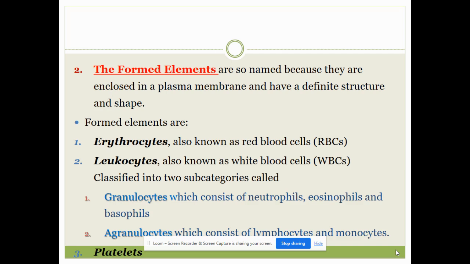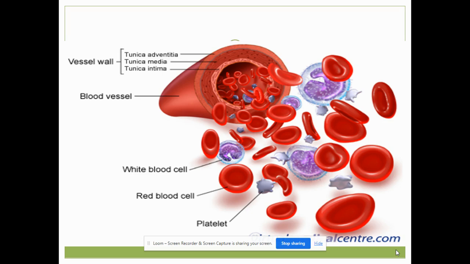Now the white blood cells are further subcategorized into granulocytes and agranulocytes. Granulocytes include neutrophils, eosinophils, and basophils, while the agranulocytes include lymphocytes and monocytes. These are the elements which are present in the blood after the plasma. First was the plasma, now the elemental portion, and the elemental portion contains erythrocytes, leukocytes, and platelets. Here you can see the vessel. It contains the blood, which is made of formed elements.